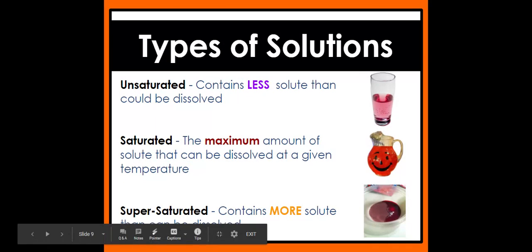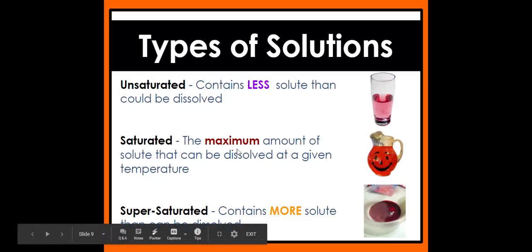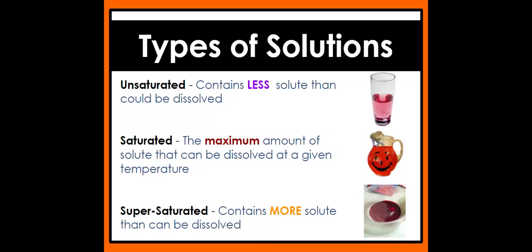Within our solutions, we have three different types. We have unsaturated, saturated, and supersaturated. Unsaturated solutions contain less solute, or the material being dissolved, than could be dissolved. So in this example, we have Kool-Aid, which is kind of pale, which means you probably could have added more Kool-Aid mix to this water, right? That means that you had less Kool-Aid mix than the water could have dissolved. It's unsaturated.